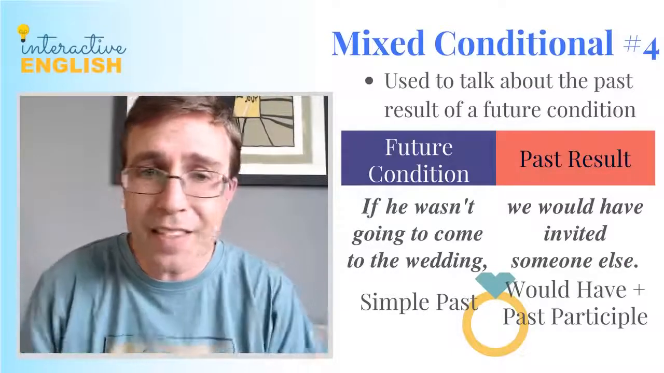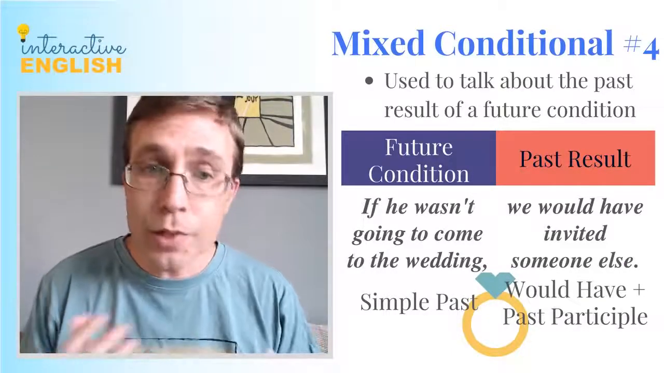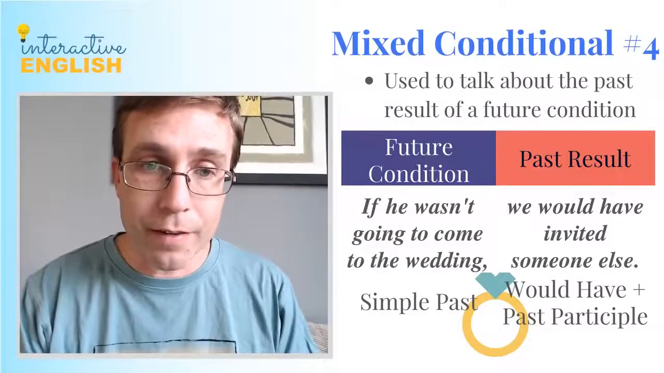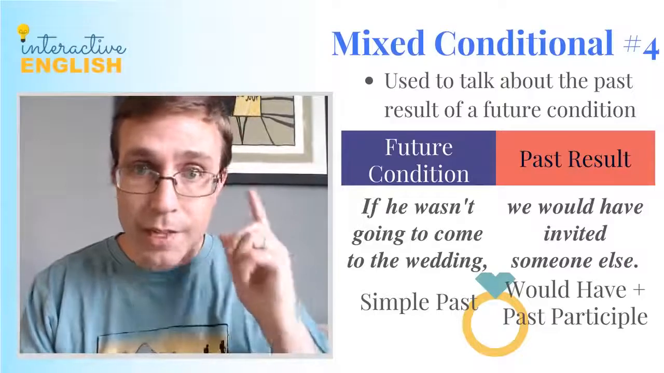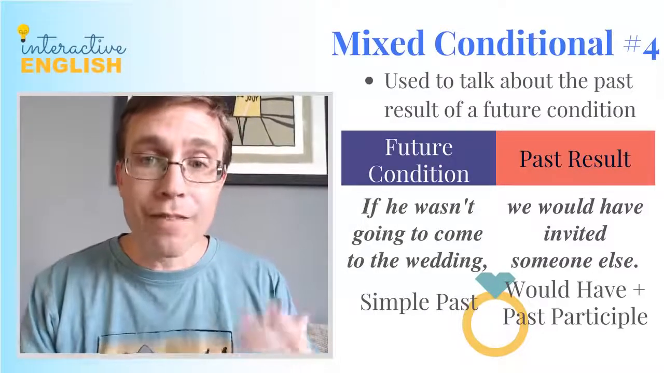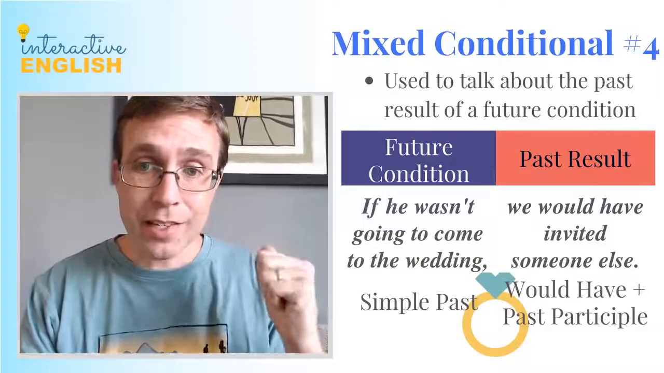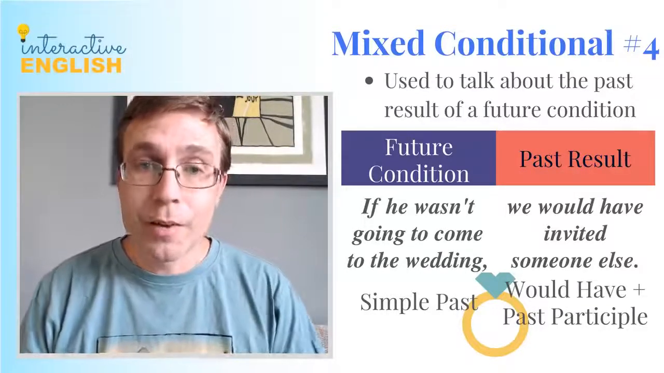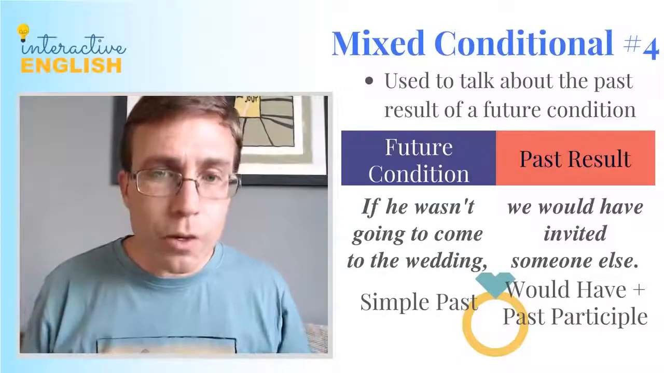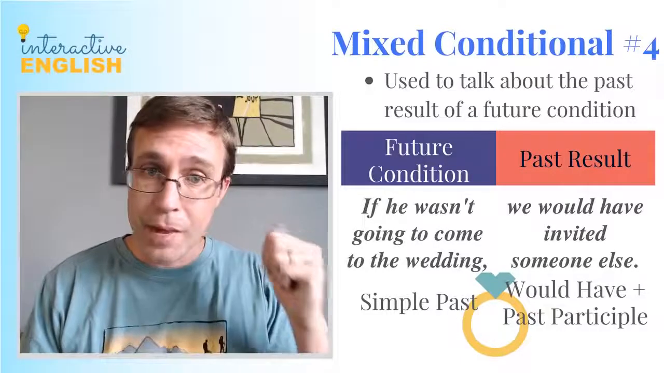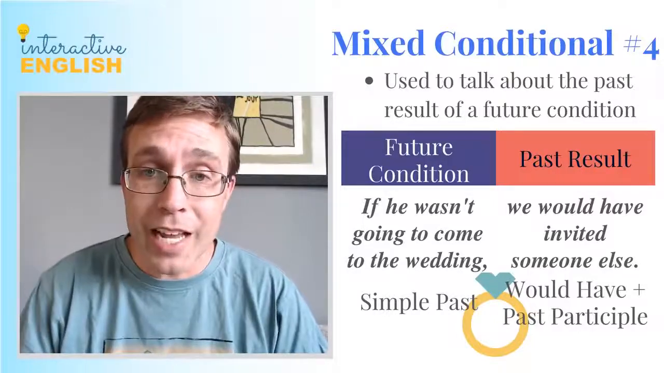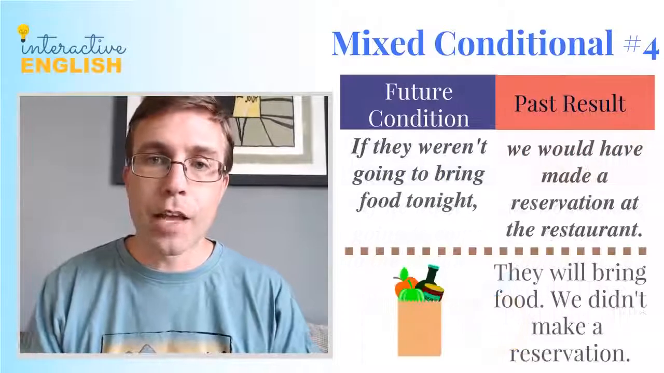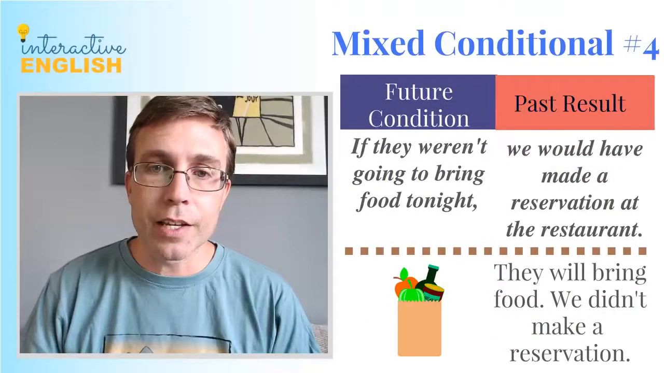So we could say, again, in the simple past, either way, whether you use the subjunctive or not, we're using the simple past. If he wasn't going to come to the wedding is not now. The wedding is in the future. We would have invited someone else. That's in the past. The invitations have already been sent out. So I'm saying a future condition: if he wasn't going to come to the wedding, a past result, because the invitations are already out, we would have invited someone else. Let's look at another example using this one. Future condition.